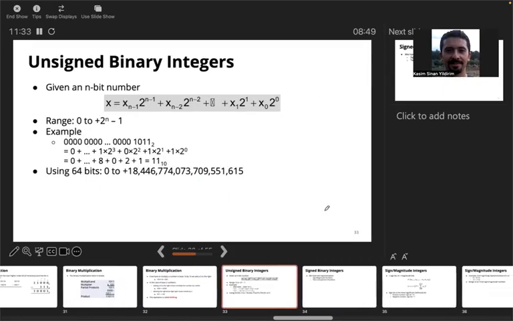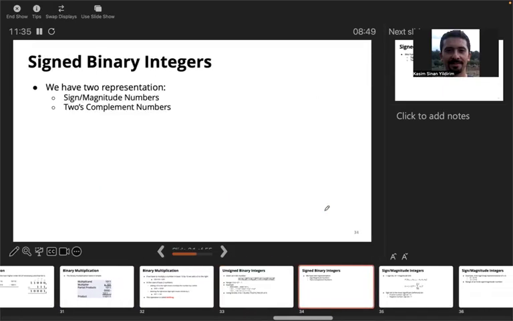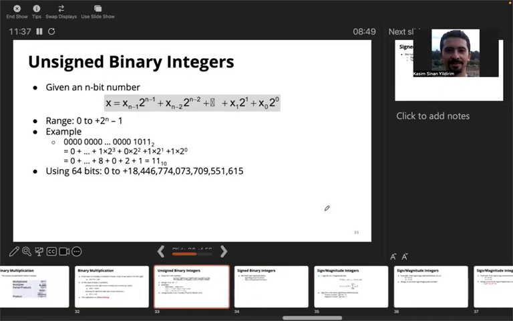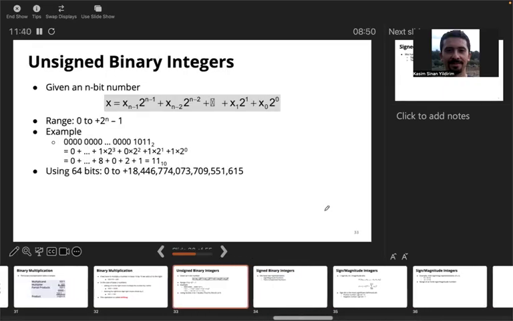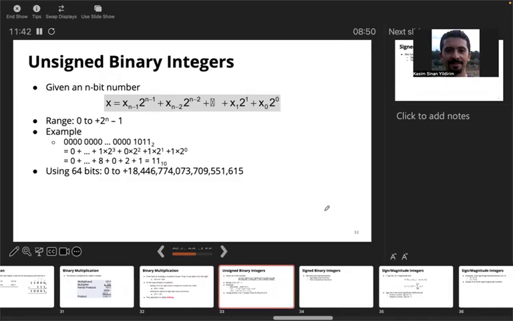Now, let's talk a bit about signed numbers. So far, we considered that all the numbers are positive numbers, right? We didn't talk about whether they are negative or positive. We just assume that they are positive numbers. So if I have an n-bit number using our expansion formula, this is just 3 dots, okay?